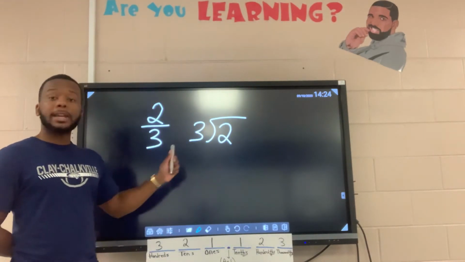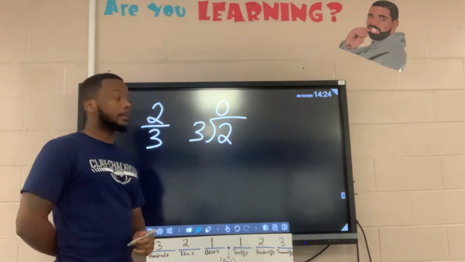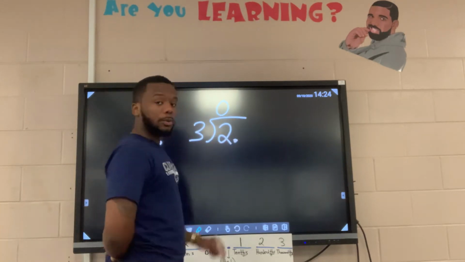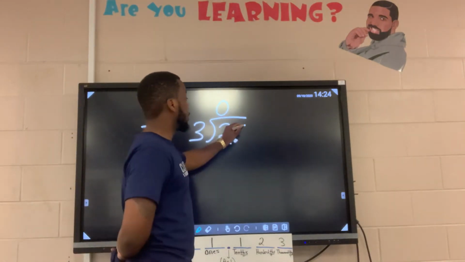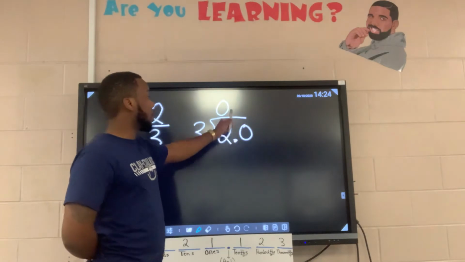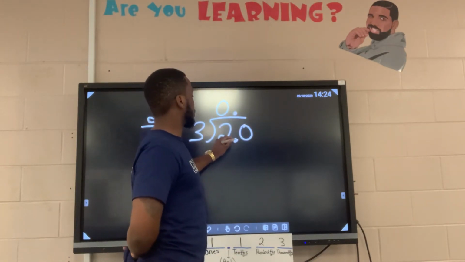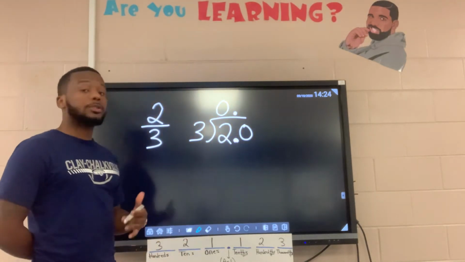First step, we know 3 can't go into 2. It's too big. We're going to put a 0, okay? We're going to add our decimal behind the 2 because we want to change the fraction to a decimal. We're going to add a 0. Once again, when we put our decimal in our dividend, we also put it in our quotient. Okay, and now we are going to divide.